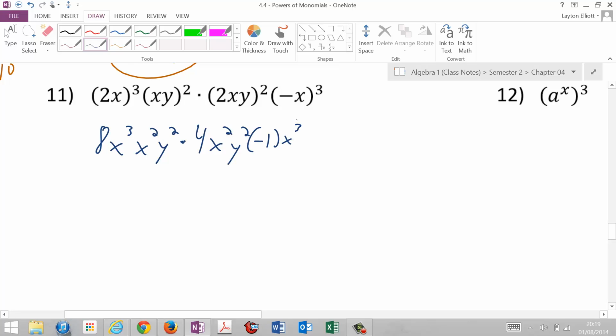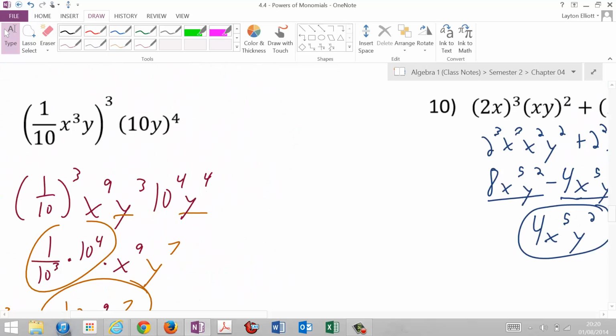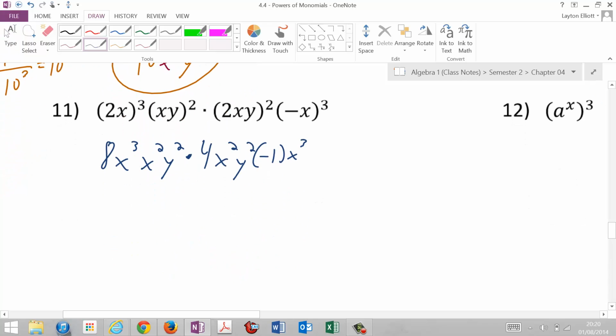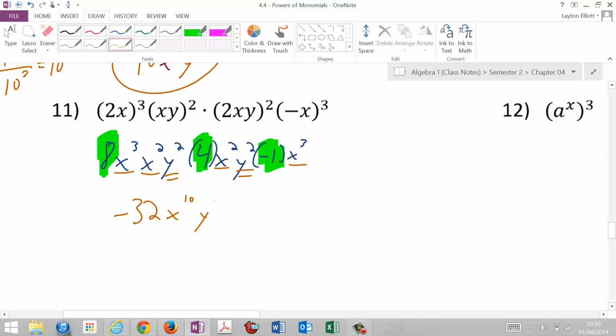x to the third. So there's a big difference between this one and the previous one, and I hope you can spot it. In the previous one, it was a plus sign, and I had to deal with the left and the right side of that plus sign. Here, it's a times. I can actually even erase that and just keep this all in one line and focus my attention on the 8, the 4, and the negative 1 to multiply them all together to give me negative 32. Then the x's, 3 plus 2 plus 2 plus 3 is x to the 10th. And then the y's, we have y to the 4th.